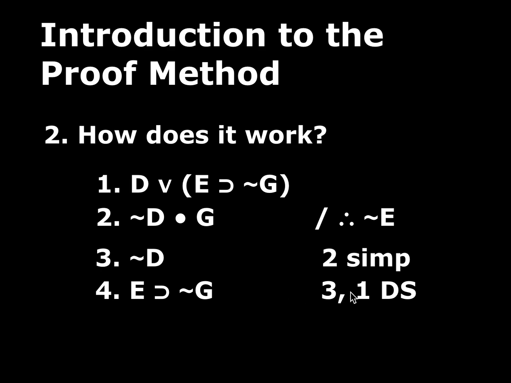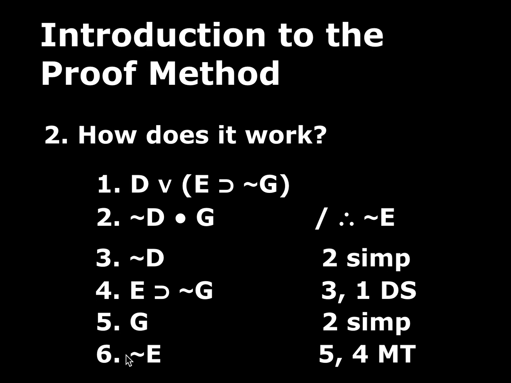I can then use the rule of DS on lines 3 and 1 to get this statement. Don't worry about DS now. I'm just giving you a rough idea. Do simplification on line 2 to get G. And then finally, I can derive not E by modus tollens on 4 and 5. Again, don't worry about these rules. I'm going to introduce these and walk you through.